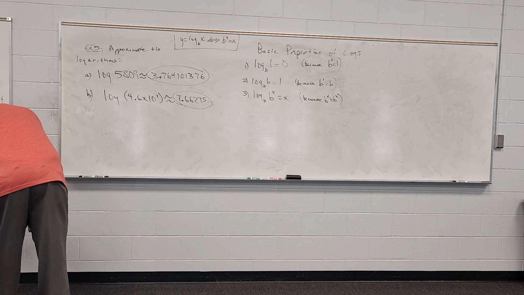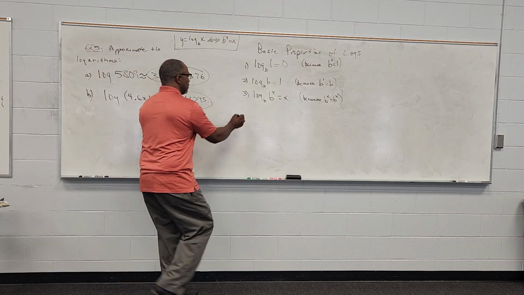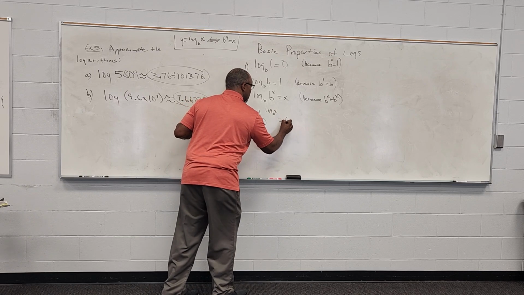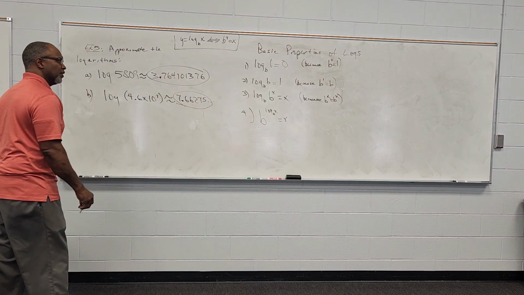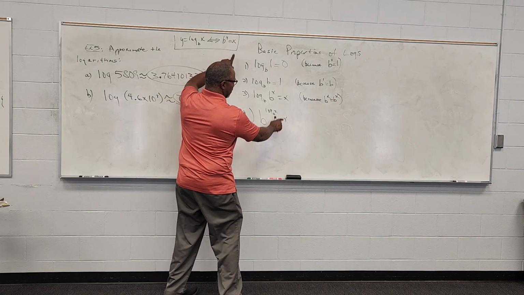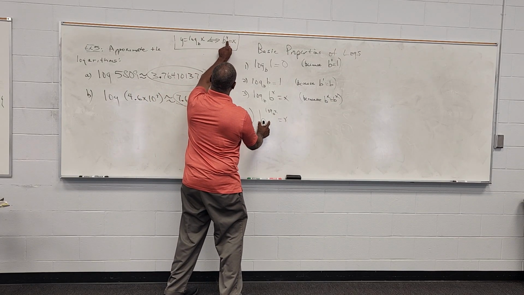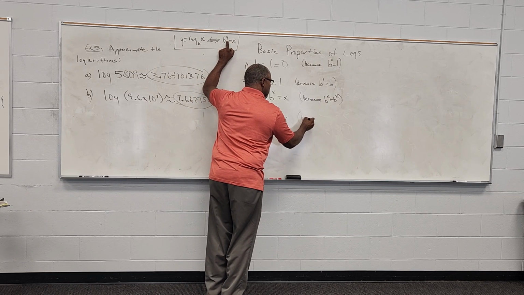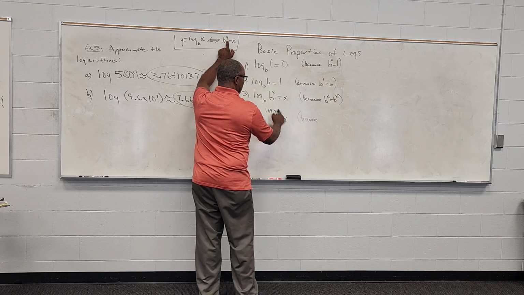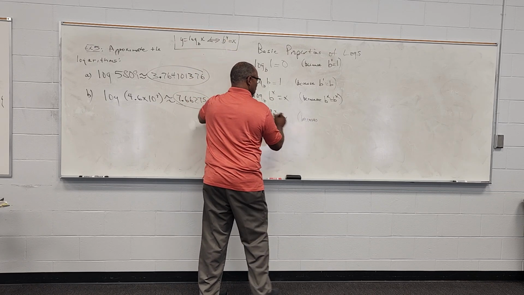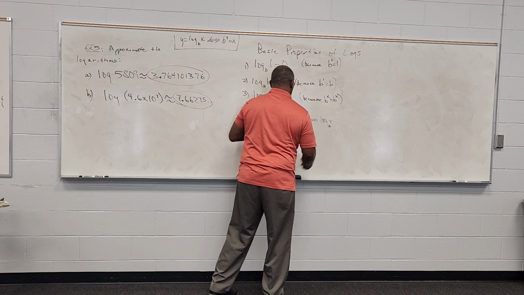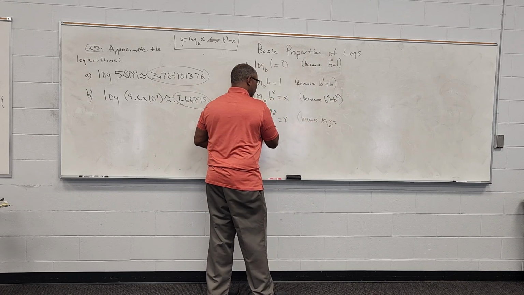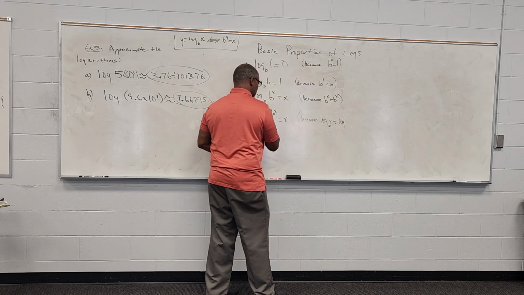b to the log base b of x equals x. Now this time they gave me the exponential form. So the base b is b, y is all of that. b to the y equals x. Because, and I'm going to convert this to log form, y equals log to the base b of x.